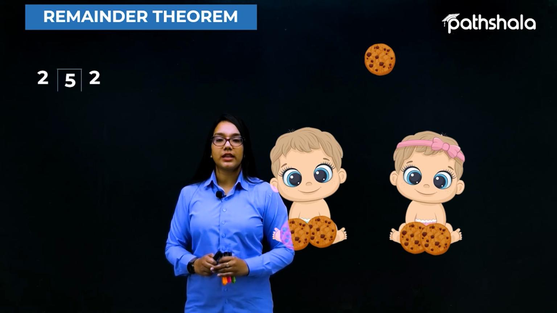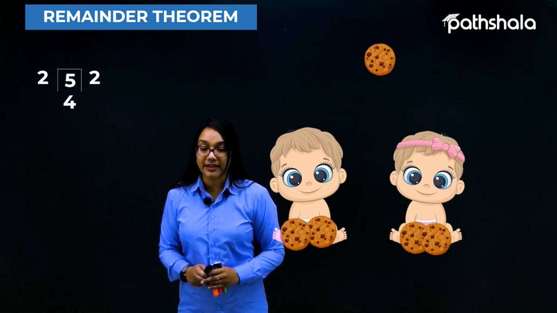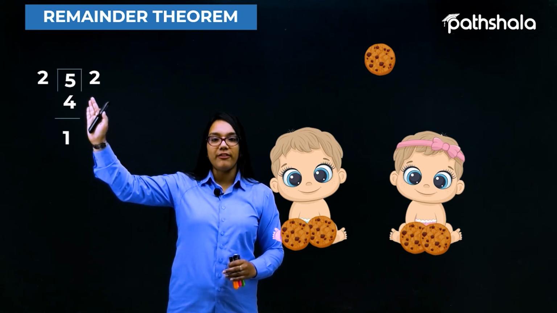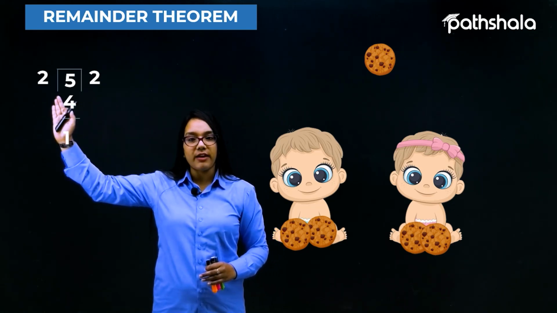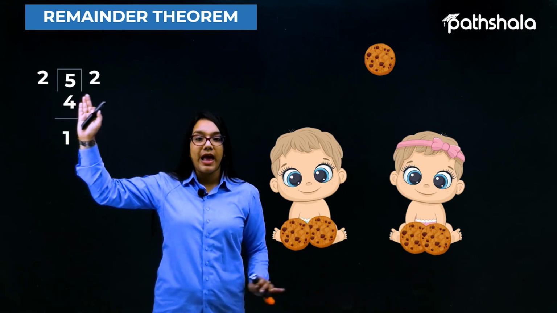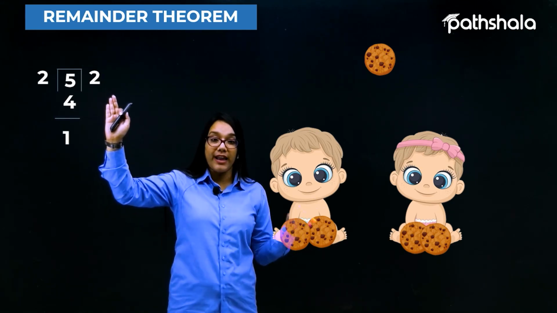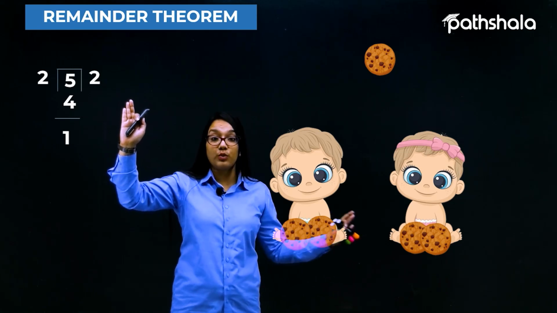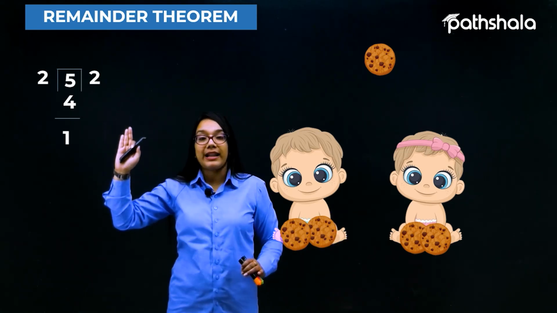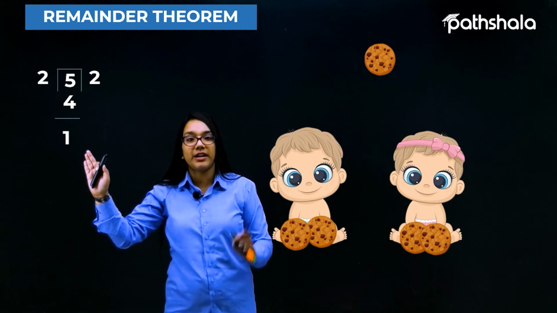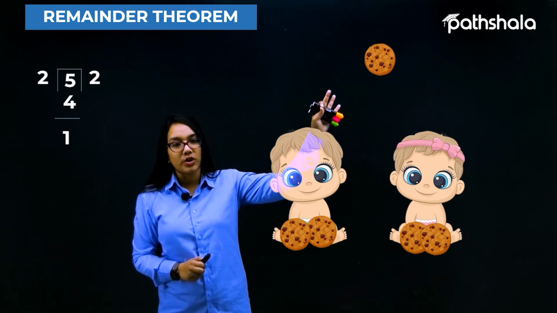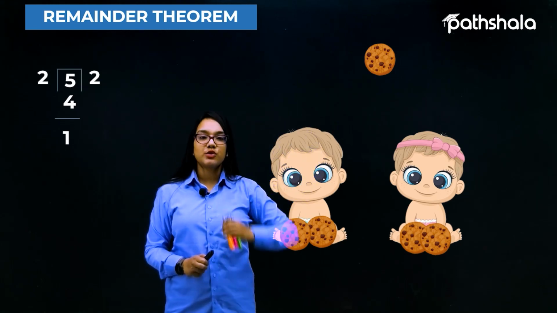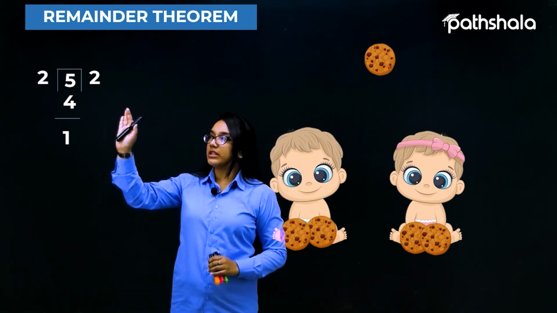2 into 2 is 4, and we are getting the remainder as 1. So the scenario is that we have 5 cookies, we have to divide these 5 cookies between the 2 babies, and we have divided the 5 cookies so that both of them get 2 equal cookies, and at the end, what is the remainder? The remainder is the one cookie that we still have with us. So let us suppose we are talking about this division.